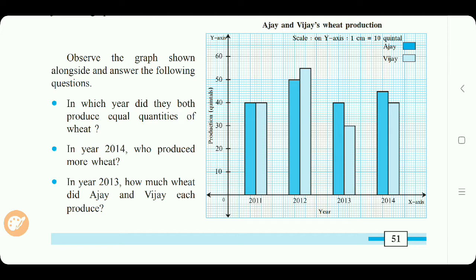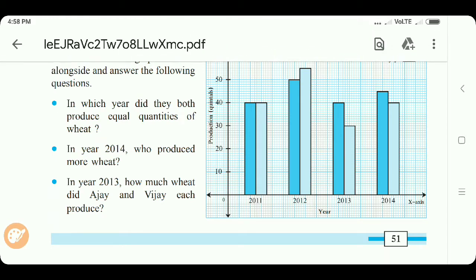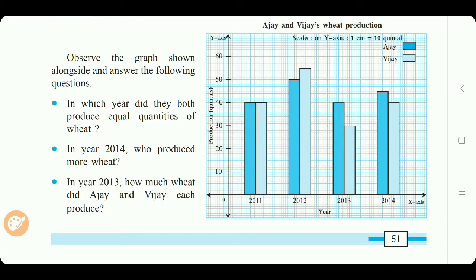In the year 2014 who produced more wheat? Now go to the x-axis. Where is the 2014? Just see 2014 and find out. Now this blue colored bar we can see, that is Ajay's wheat production. Okay, and the faint one is Vijay's wheat production. So who produced more wheat? Ajay produced more wheat, isn't it?